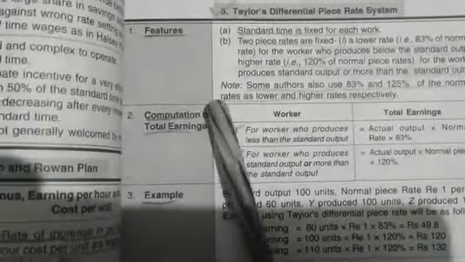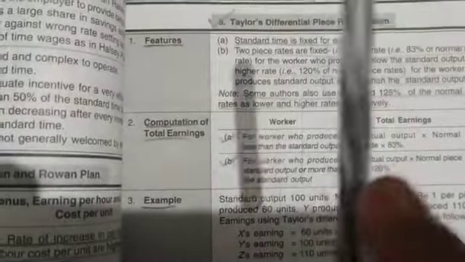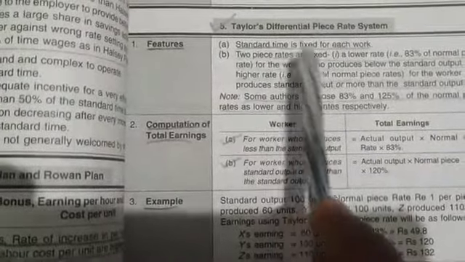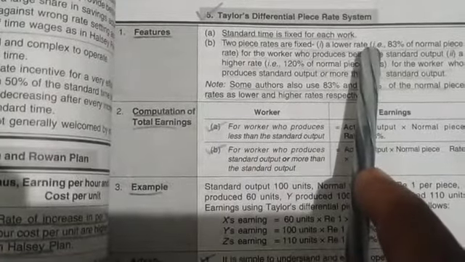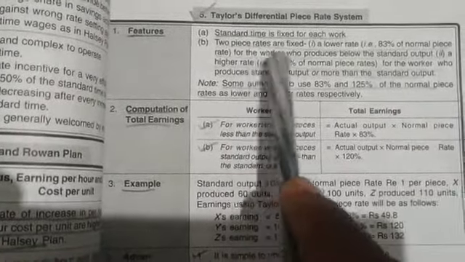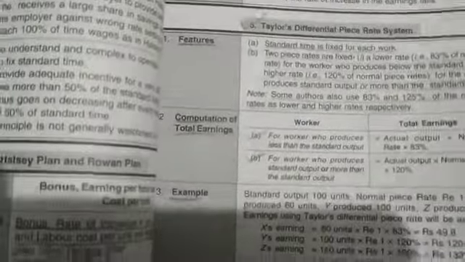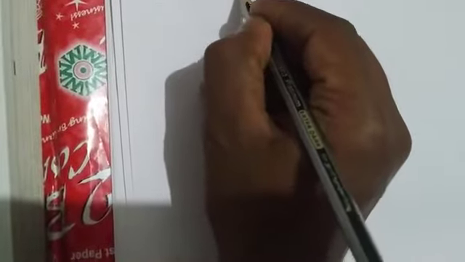Taylor's features: standard time is fixed for each work. Two piece rates are fixed. A lower rate, that is 83% of normal piece rate, for the worker who produces below the standard output. So what is important here? Standard output is important. For the piece rate system, standard output will be given in the question. If it isn't given, we have to find it out. We'll see how to find out standard output.